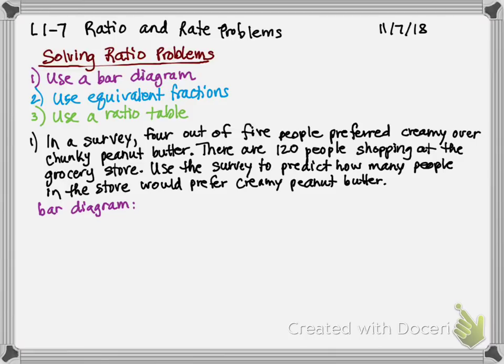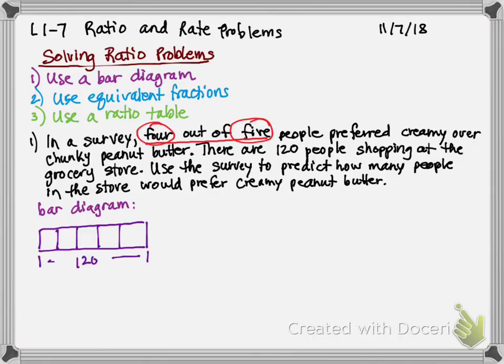Okay. So first thing I want to look at is this 4 out of 5 business. 4 out of 5. So these 2 numbers are going to be kind of important. When I create my bar diagram, I'm going to create 5 bars. And these bars are all going to have the same value inside of each of them. So pretend they're all the same length. I didn't do the best job drawing that. So I know from here to here, that's going to count for all 120 people.